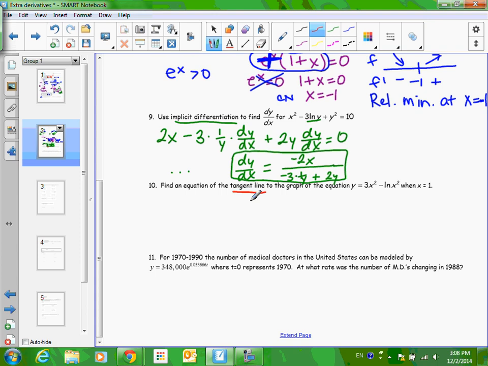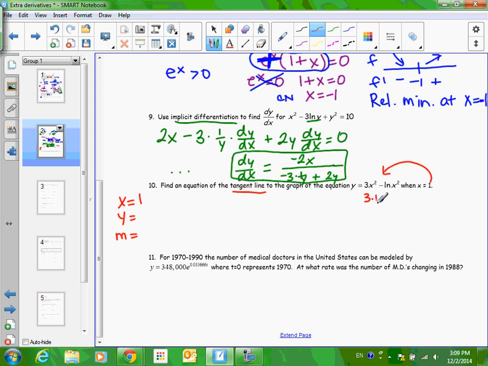What do you need to write an equation of a line? You need 3 things. If we knew an intercept, that would be great, but we typically don't know. So we need a point. We need an x, which we know. We need a y, which sometimes we're given, sometimes we're not given, and we need a slope. So let's find the y first, because that's where we just plug 1 in to the original.